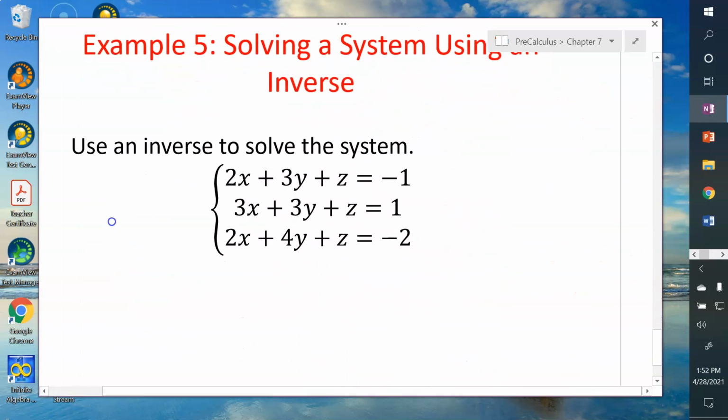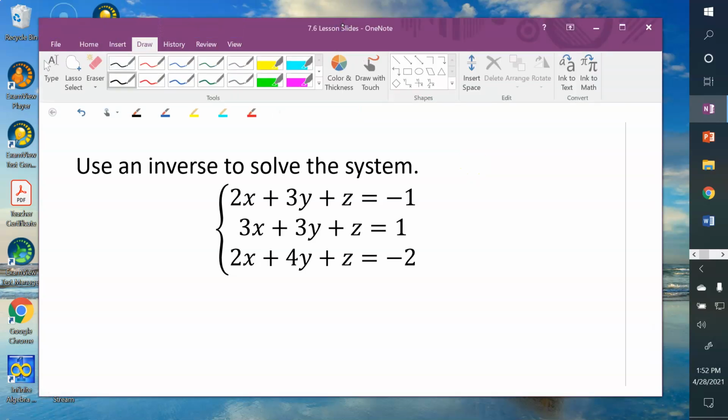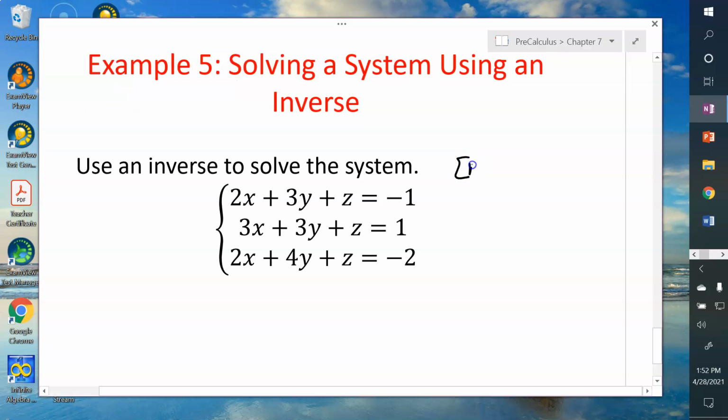The next one, and the whole point of learning matrices, is a way to solve a system. This time we're going to do a 3 by 3. We've got 3 equations and 3 variables. And the idea is I'm going to have a 3 by 3 matrix, which is matrix A. So matrix A is going to be a 3 by 3 matrix. I'm going to invert matrix A.